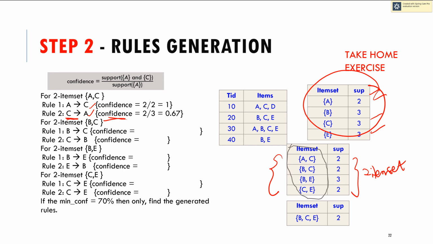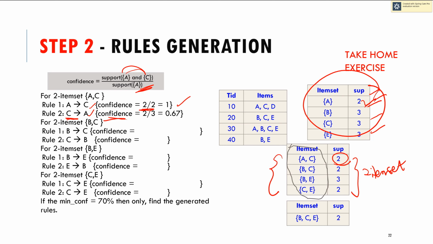The first rule confidence would be 2/2. How do you know this is 2/2? Because you get the figure: find the support of A and C here, which is 2, over support of A. Support of A would be 2 here. So 2/2 would be 1.